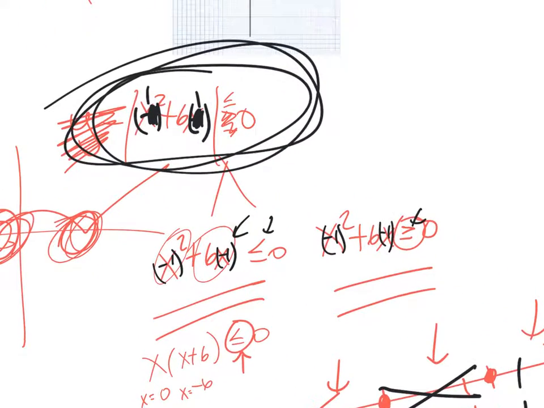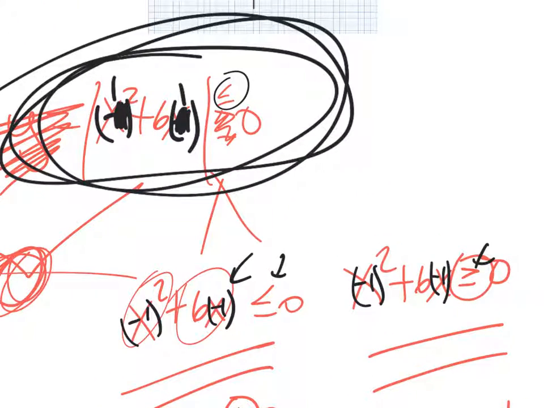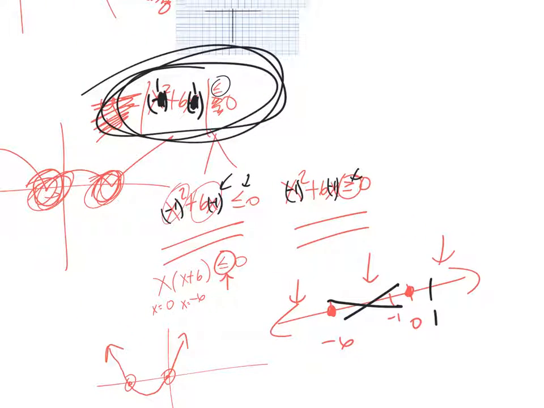Wait a minute. Weren't we doing less than or equal to 0 right now? Pretty sure. The original problem? All right. So then I'm going to say 7 is less than or equal to 0. Nope, doesn't work. And then last but not least, I would check -7.